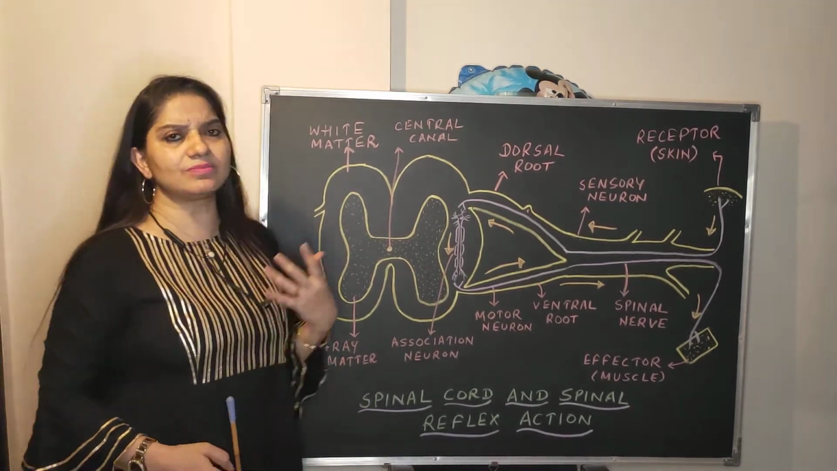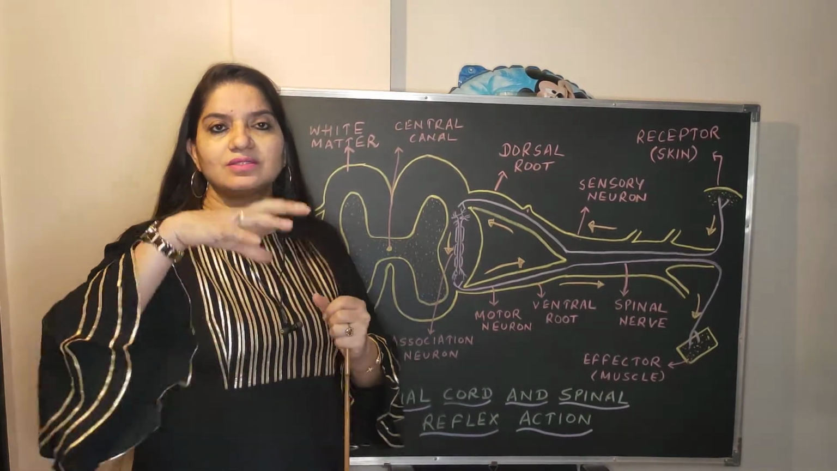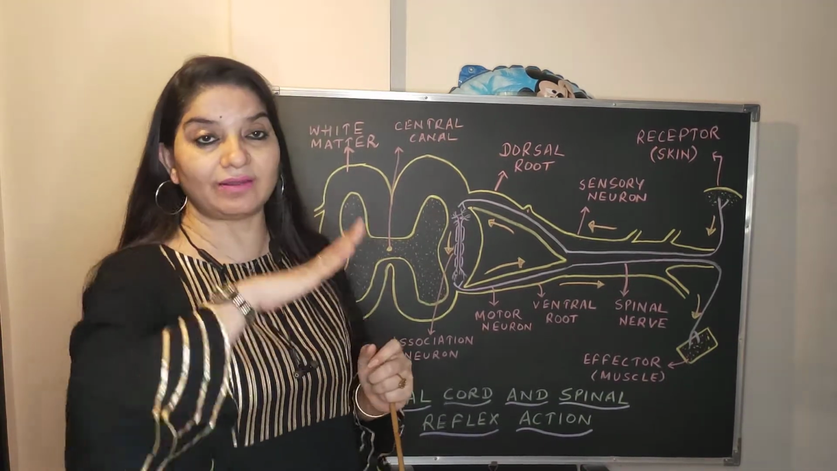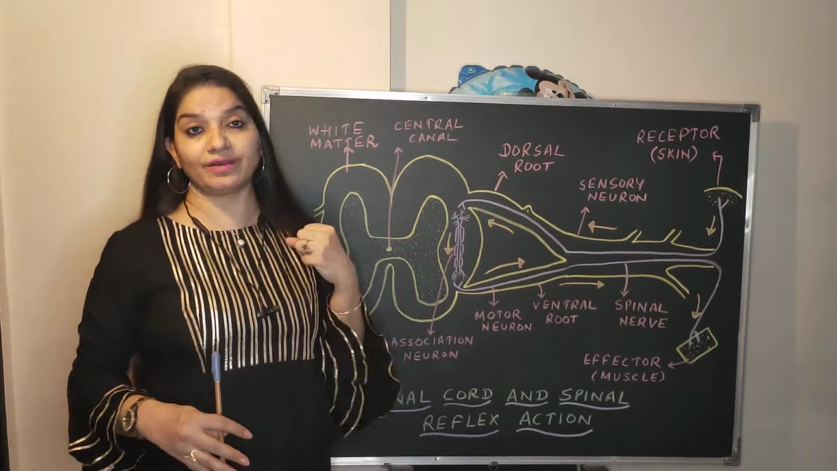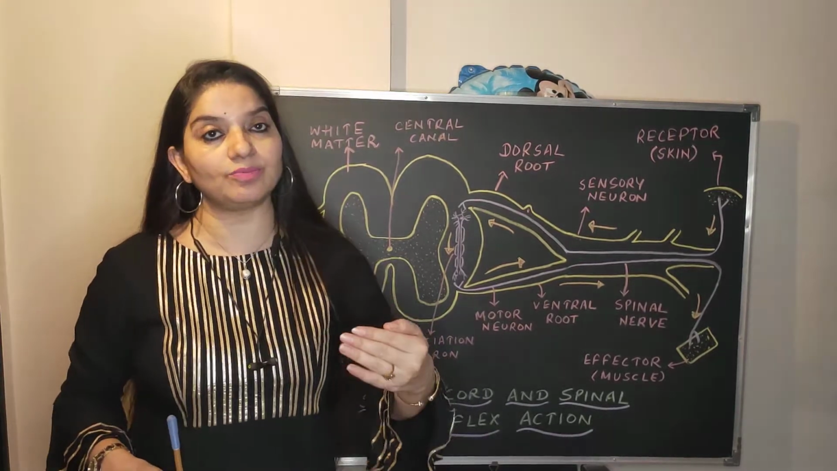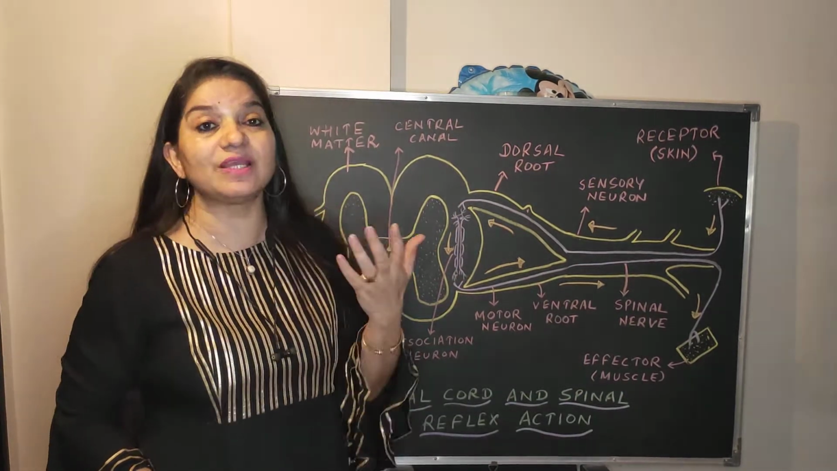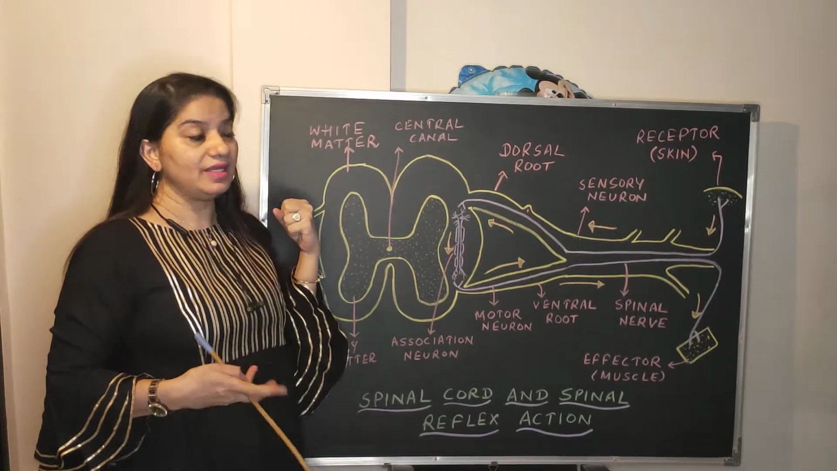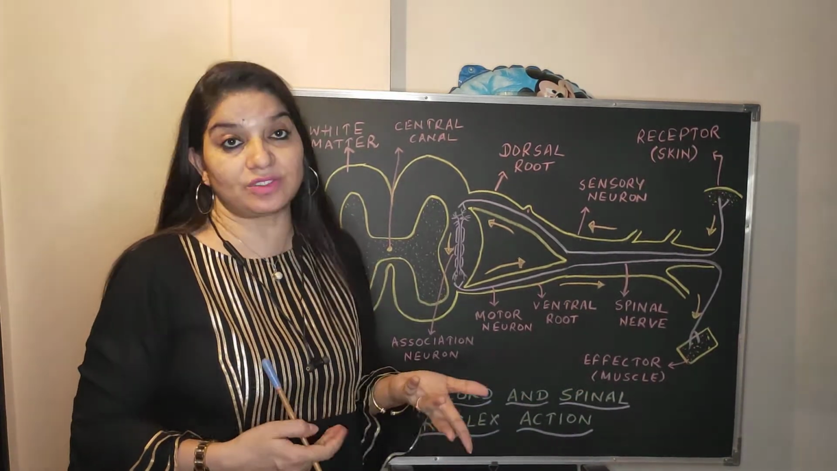For example, take one small example. Somebody is pinching my hand, or somebody is putting my hand to a very hot object. Suppose I touch a very hot object. So what I'll do, if I'm touching it, I'll quickly remove it. So touching a hot object is your stimulus, which is taken by your receptor, that is my skin, and then withdrawal of this hand is my muscles or glands giving a response to the stimulus.